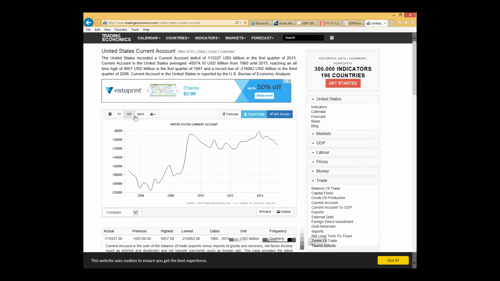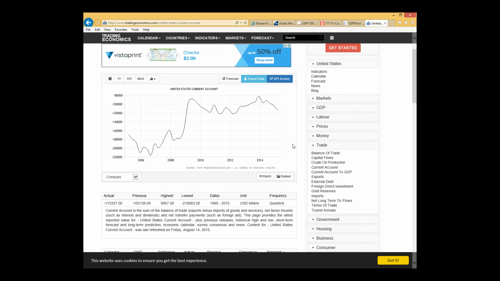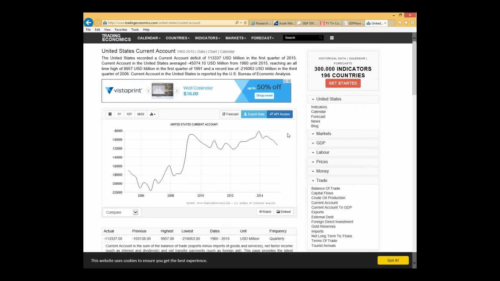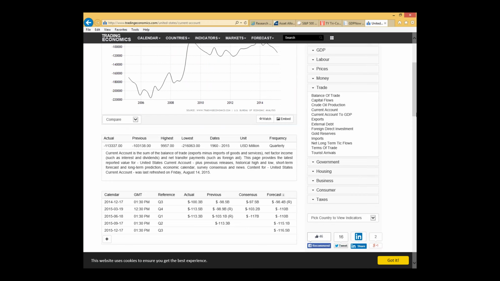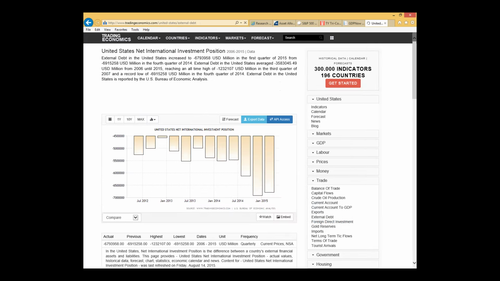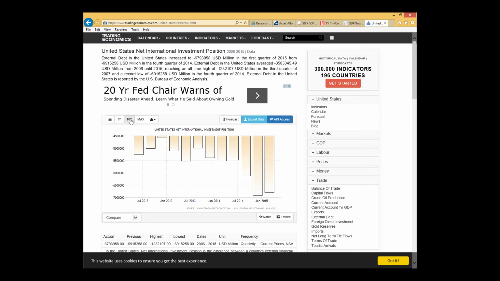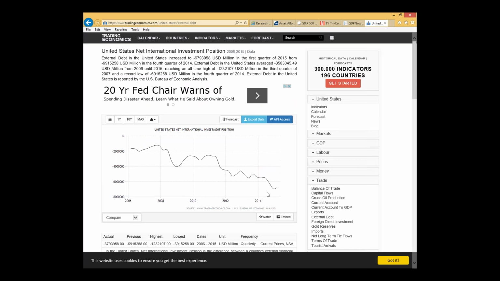And so here we can see the 10-year number. When the United States runs a negative current account balance, that has been offset by foreign capital coming to this country. If we look at external debt for the United States, I'm just going to widen this out to 10 years. This is a cumulative number. We're currently at about $6.8 trillion. That means foreign investors have $6.8 trillion more invested in the U.S. than U.S. individuals and corporations have invested overseas.